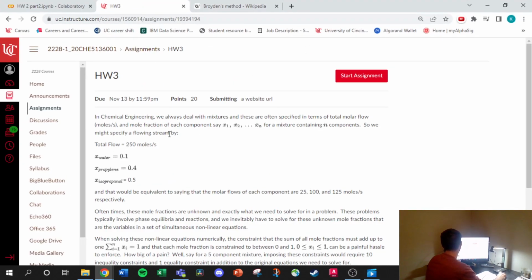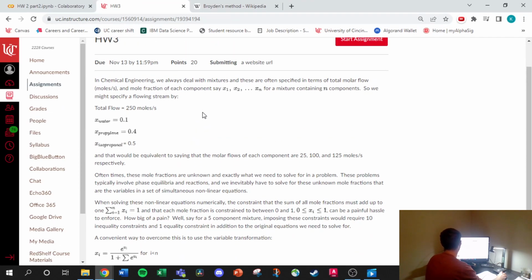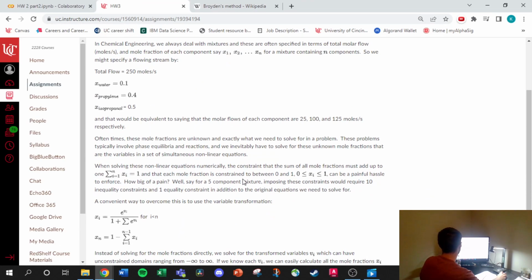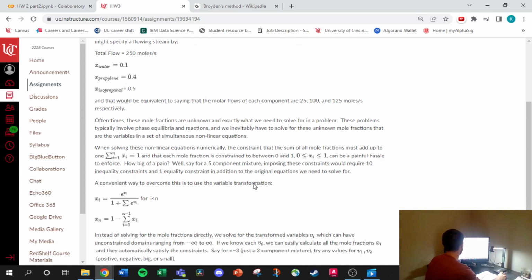I'm going to be talking about homework 3 for computational methods. Homework 3 is kind of going over a pretty common chemical engineering problem in which we want to solve for mole fractions. Mole fractions have to be between 0 and 1, and the sum of them has to equal 1. Since there are these two constraints, when we want to solve for the unknowns, for example with a 5-component mixture, it requires 10 inequality constraints and an additional constraint. And this can be a pain.